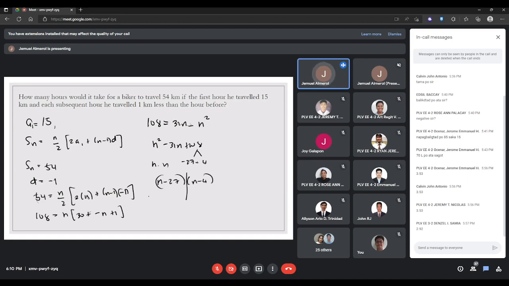If you'll notice, n is equal to 27 here and n is equal to 4. Pero this is obsolete. How many hours will it take him, 27 hours from 15 kilometers para makabuo ng 54? I don't think so, no. So, more realistic yung 4. So, the answer is 4 hours. Right? No, pareho niya nasagot eh, no? Pero kailangan syempre, be practical. Ano talaga yung suited?